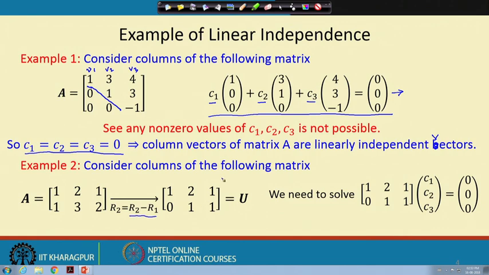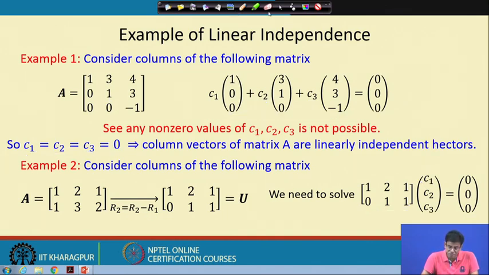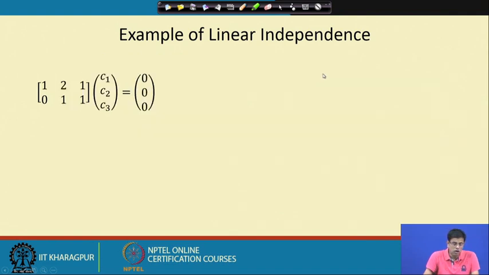Now, if we look at the rectangular matrix, which is 1 0 2 1 and 1 1, what essentially are we doing? We need to solve this, multiplied by C1, C2, C3, equal to 0. That means we want to find out C1, C2 and C3, so we have to solve these equations. So how to solve these equations? Let us see. It is a rectangular system.